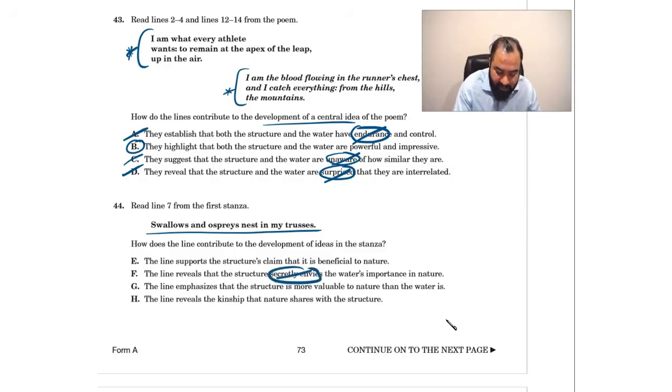F says the line reveals that the structure secretly envies. So you see, there was no talk about secret envies. G, the line emphasizes that the structure is more valuable. So the words more valuable, the whole poem was unbiased, meaning they didn't pick a side. So who was more valuable, we still don't know. H says the line reveals the kinship that nature shares with the structure. There was no kinship to talk about. It's just that the line supports the structure's claim that it is beneficial to nature.